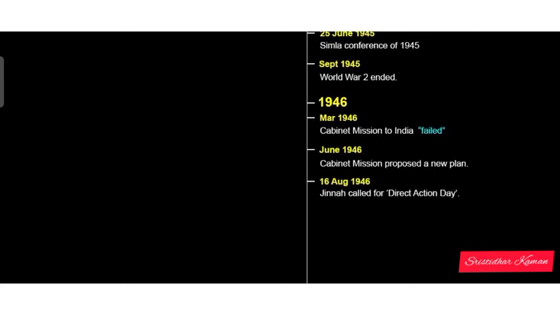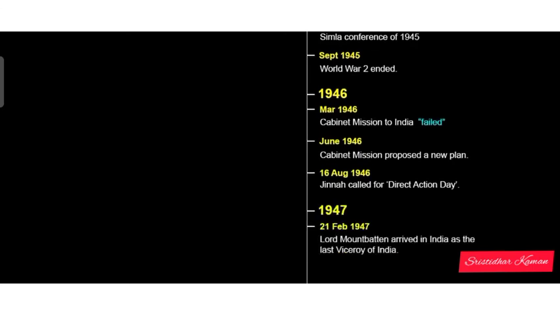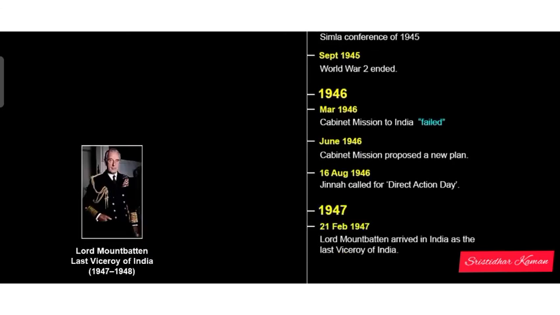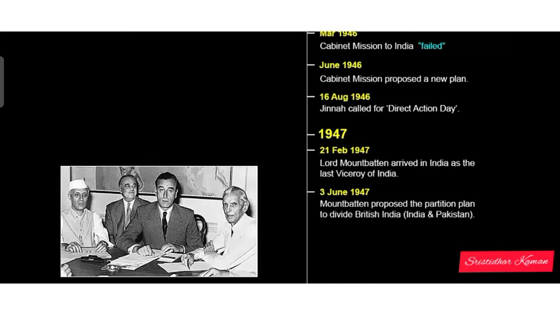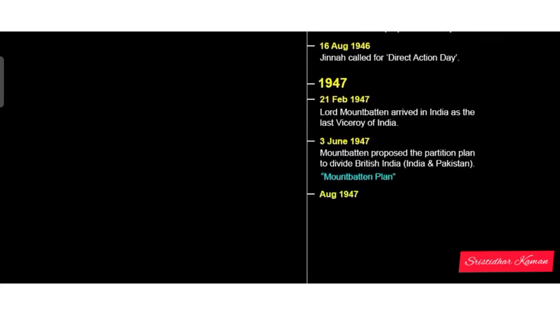In the middle of all these communal riots, on 21st February 1947, Lord Mountbatten arrived in India as the last Viceroy of India. On 3rd June 1947, Mountbatten proposed the partition plan to divide British India into independent dominions of India and Pakistan. It was also known as the Mountbatten Plan. In the month of August 1947, the leaders of the Muslim League and Indian National Congress formally communicated their acceptance of the plan for the partition of the subcontinent into Pakistan and India.